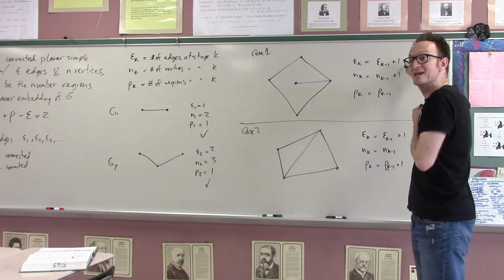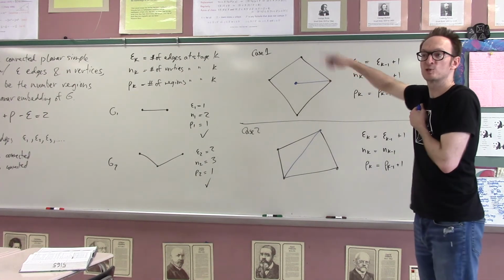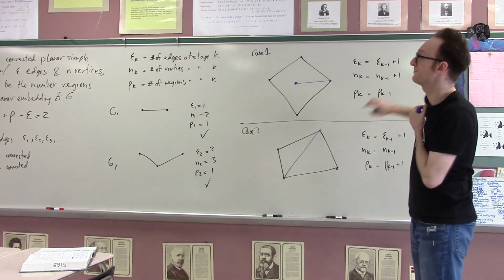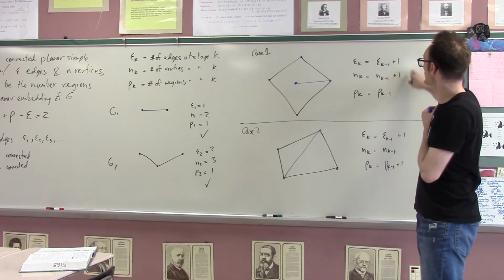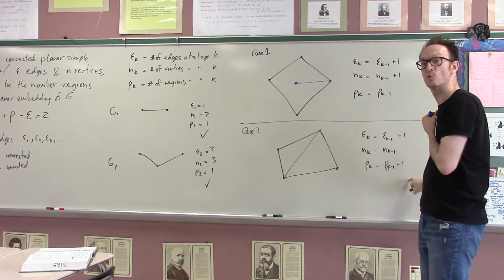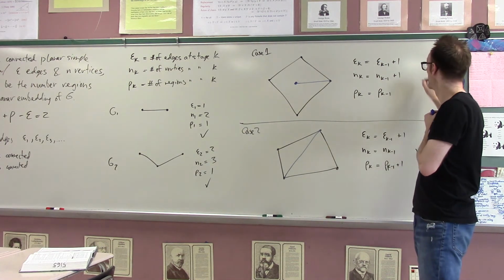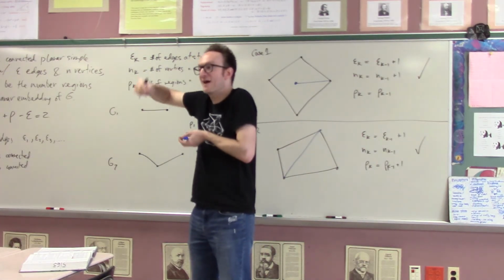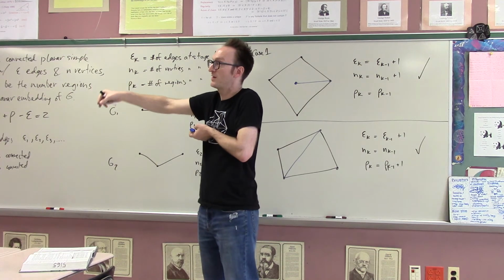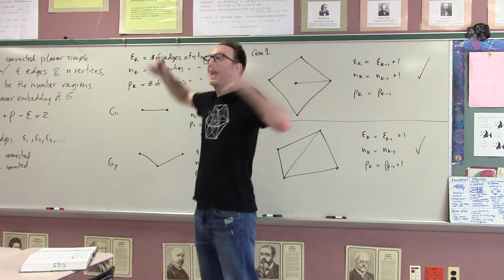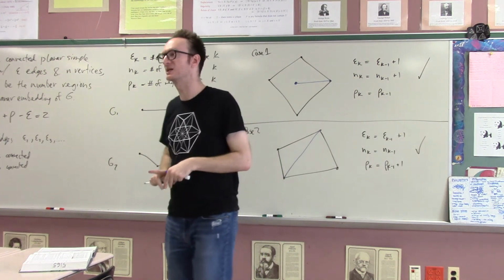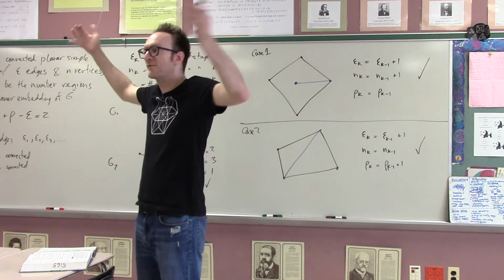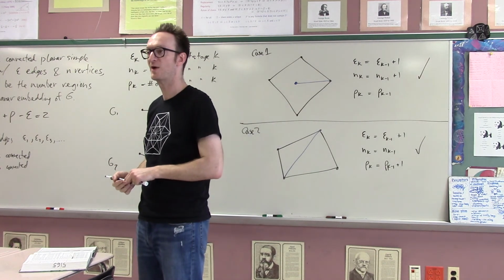In both of these cases, the relationship is preserved. Here I increased epsilon and n by 1, so they cancel each other out. And here I increased epsilon and rho by 1, so they cancel each other out. The base case works, and I've shown that in every possible addition of an edge, the relationship is preserved. Thus, for any graph that is simple, planar, and connected, at every stage when I add an edge the relationship is preserved, and so the final graph also has that relationship. Follow?